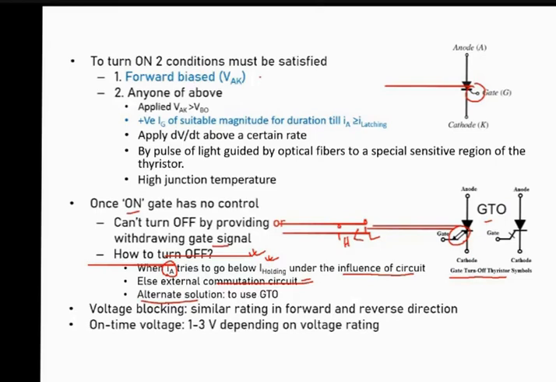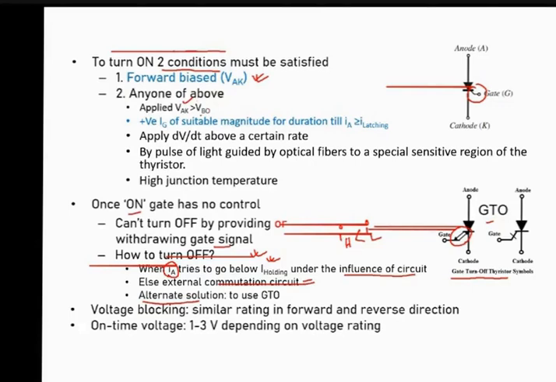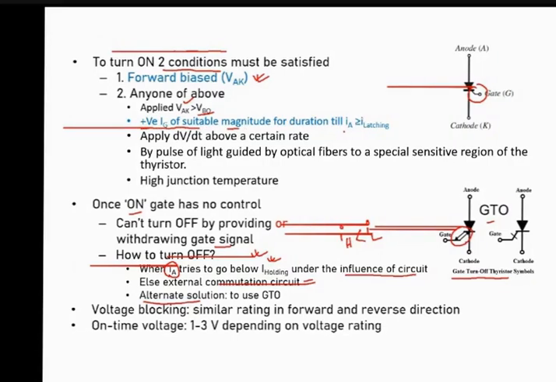Now quickly to summarize, generally in thyristor, two conditions must be satisfied if you want to turn on. One is that the device is to be in the forward bias zone. And second, any one of the second condition you need to satisfy. One is that you apply anode cathode voltage higher than its breakover voltage. So this is option number one from the second category. Another option is that you apply positive gate current of suitable magnitude for a duration till IA becomes higher than IL latching.